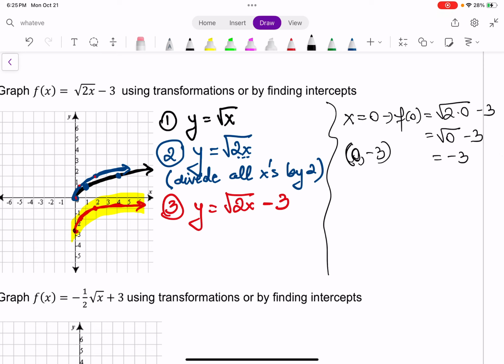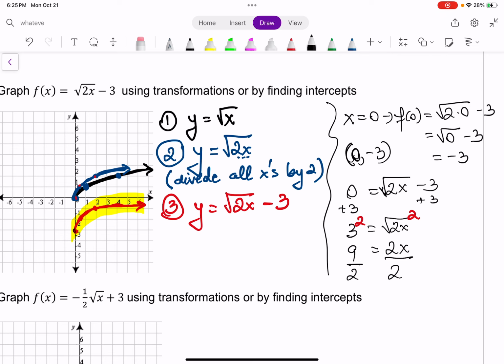Right? Now make y equal to 0 and then solve for x. So again, it goes back to what we've learned to solve in section 5.1. Okay. So square both sides to get rid of the square root. So that's going to be a 9. And the square root's gone. Divide both sides by 2. So x is going to be 9/2 or 4.5.